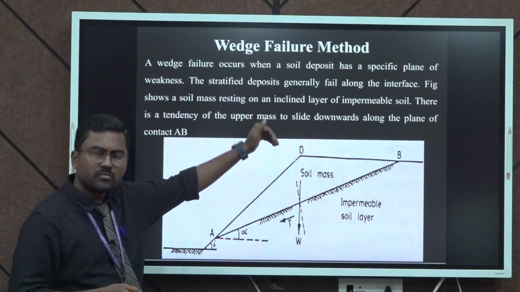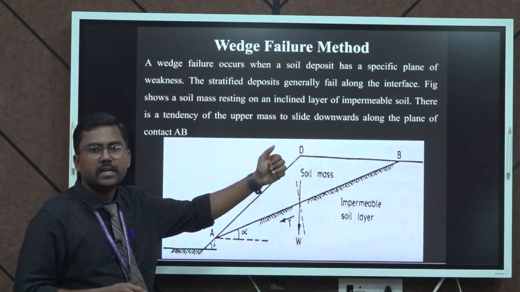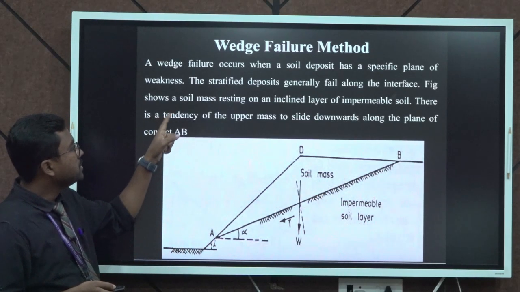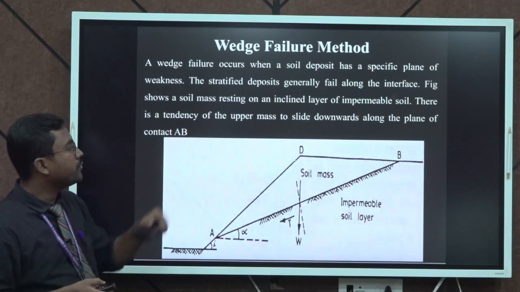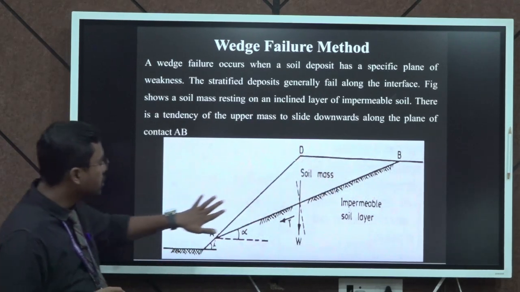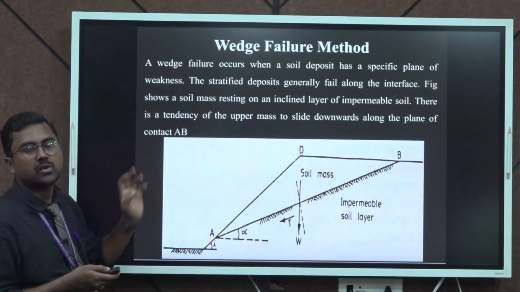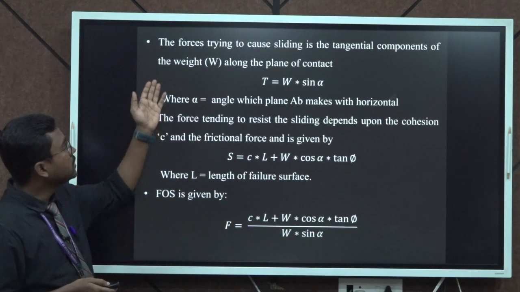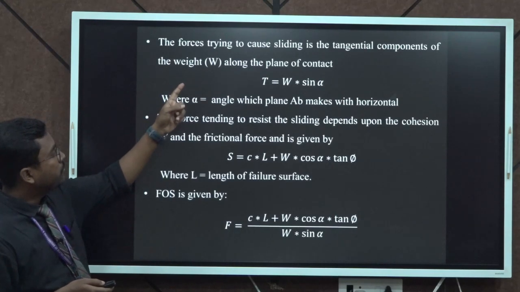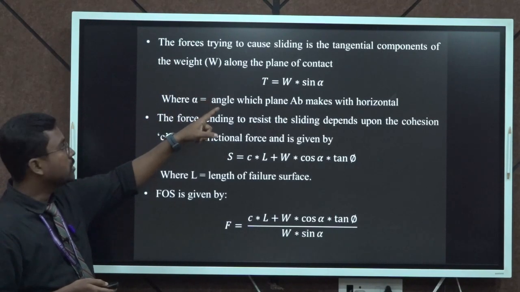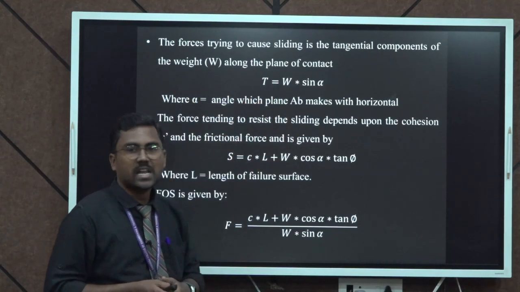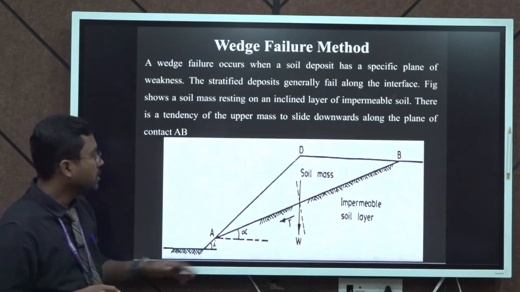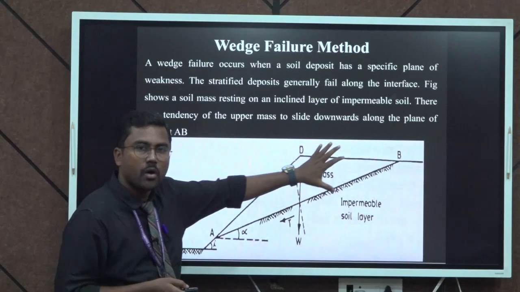On this type of slope, when the external force acting exceeds the available force, the slope will fail along this plane. Okay, and there is a tendency of the upper soil mass to slide downward along the contact surface AB. This is called a wedge failure. While doing the analysis on the wedge failure method, we have to calculate the mobilized force. The mobilized force is the force trying to cause the sliding, the tangential component of weight W along the plane of contact. That is, this force W will cause this soil mass to slide.